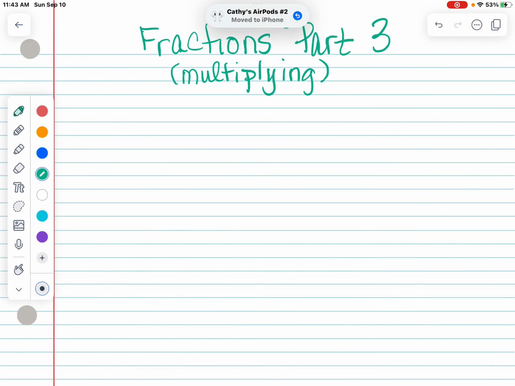As we are looking at fractions, one of the things people have said to me is that when you are multiplying fractions, they are really confused about what you're supposed to be doing and how you know to do it. And so we're going to talk about this fraction here.